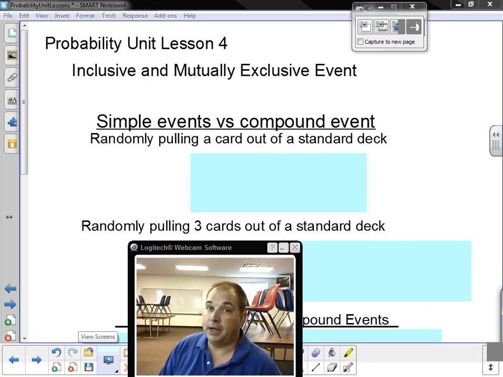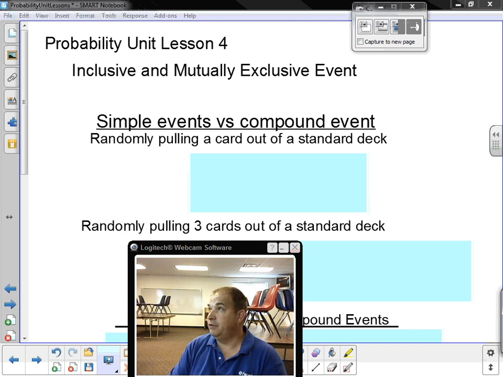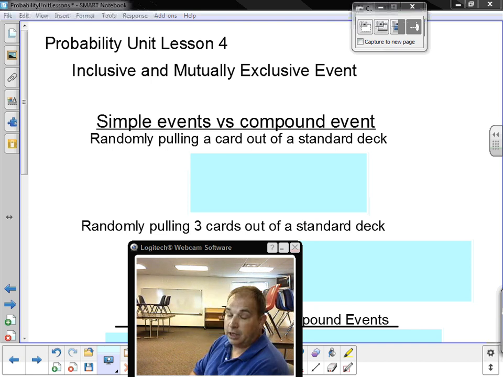Okay, folks, back here for lesson 4. Today we're talking about inclusive and mutually exclusive events. Now, what we need to do is think about how simple events and these events that I just talked about, inclusive and mutually exclusive, are compared.